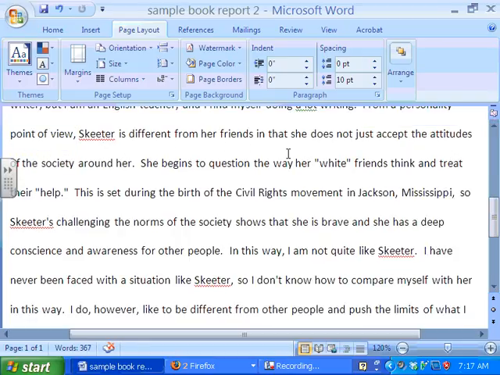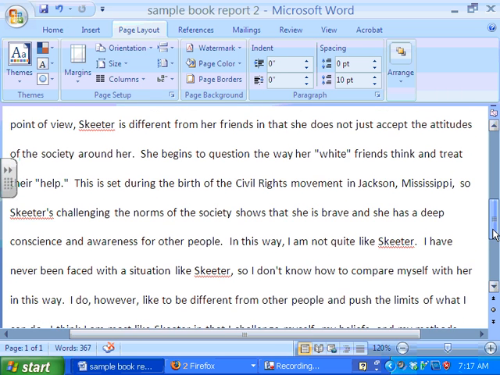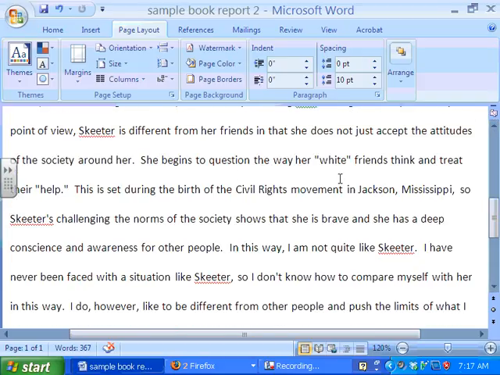Skeeter is different from her friends in that she does not just accept the attitudes of the society around her. By the way, this was the hardest point to write. It took me forever to get the rest of this paragraph written. The physical and the academic were very easy for me, but when I got to the personality, I really had a hard time. So I spared you the pain of having to watch my thinking process as I rewrote this paragraph like 3 times. This is what it came out to be by the time I got all my thoughts put down on paper or on the typing screen.